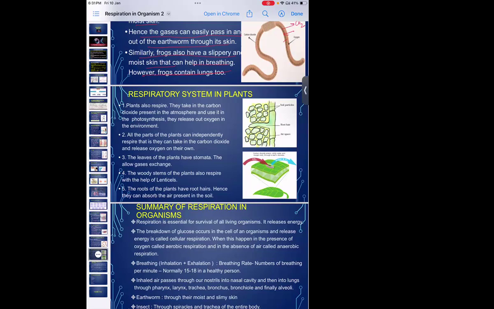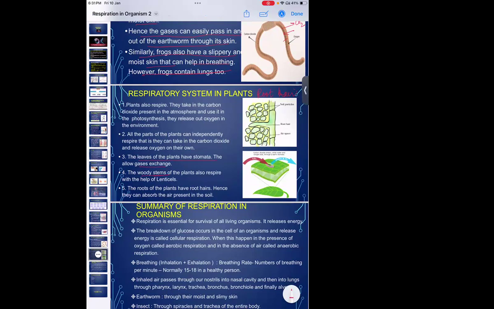And the last one, the plants, how does it happen? It happens because of the root hairs. The roots have root hairs, and because of that they will be respiring, or breathing. But in the leaves, they have the stomata, which allows the exchange of gases. Then in the woody stems, they have the lenticels. Very, very important. This is for your exams.